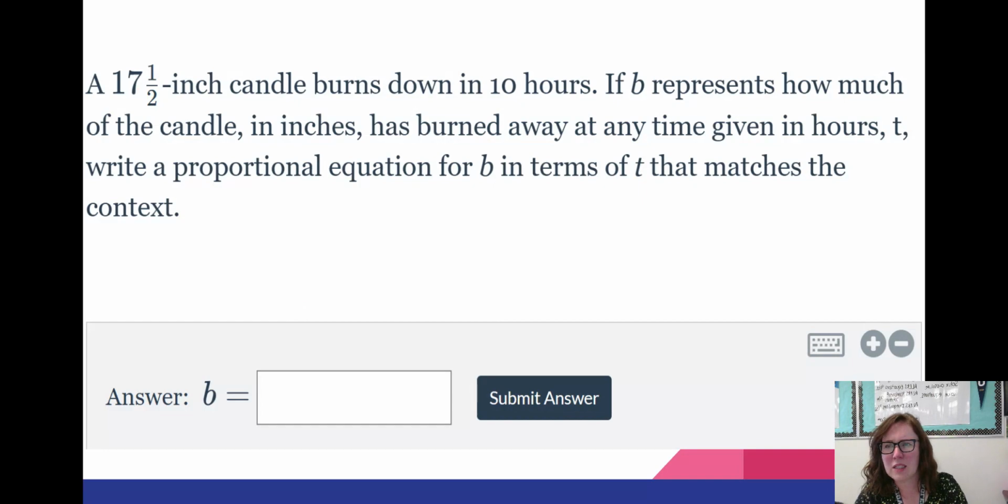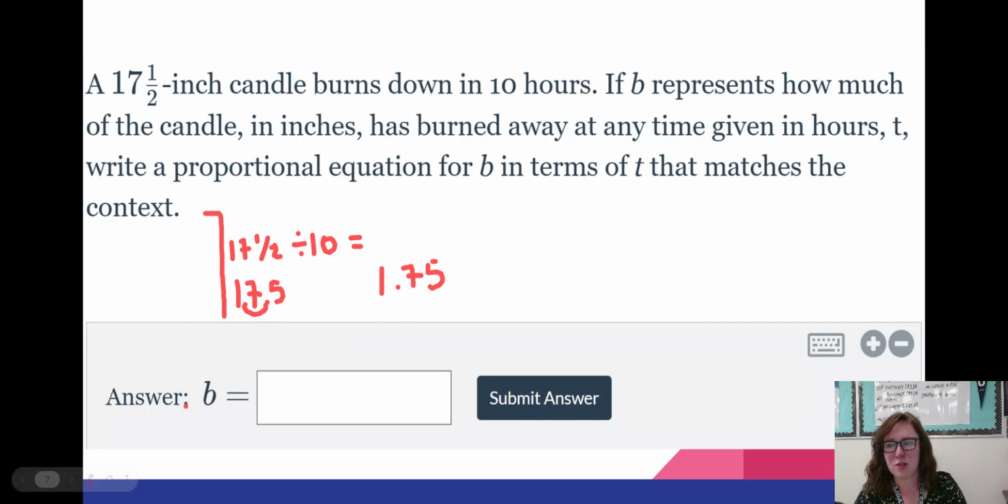Okay? Well, if it takes a candle that's this tall, 17.5 inches, 10 hours, let's just split that whole candle up into chunks of 10, so we know how much every single hour is burning away. 17.5 divided by 10, we can just move the decimal one space over, and we get 1.75. So B equals, the amount of candle burned is 1.75 per hour, and T is the amount of hours. So I guess we would write the answer down here. 1.75T would be our answer.